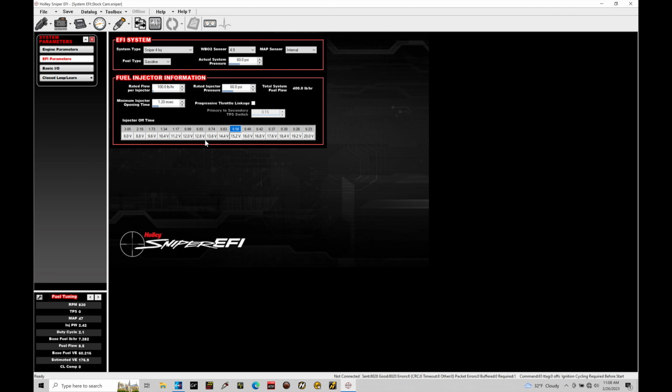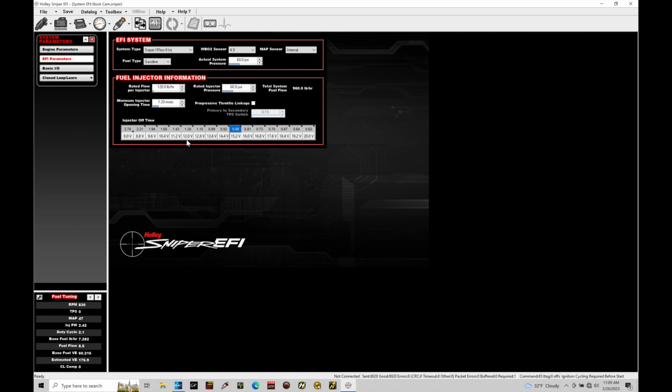Now, one thing I want to point out is that something like our injector flow or the injector off time here is going to depend on which specific injector you have, which is going to depend on which specific Holley system you're working with. A base Holley Sniper 4 injector, for example, comes with 100 pound per hour injectors. If you're dealing with something like an X-Flow option here or a Super Sniper system, that may change. So for example, if I go down here to a Sniper X-Flow, we're going to find that it comes with 120 pound per hour injectors.